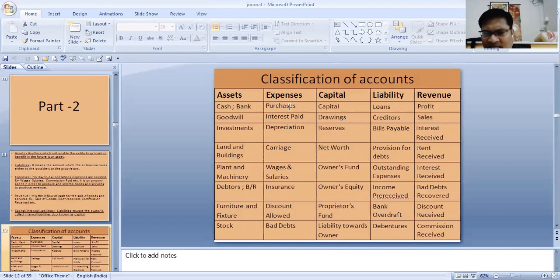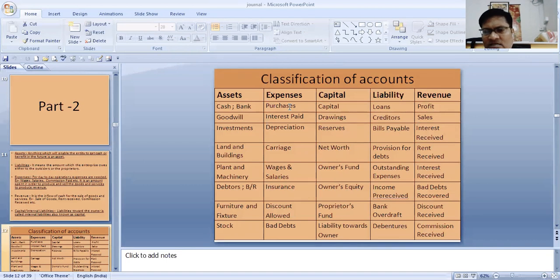A liability is created. Similarly, outstanding expenses, the expenses which are still not paid. Income pre-received, that is income which we have received extra, that means not belonging to this year, we might have to return it back. Bank overdraft, that means extra money taken out from our current account, we have to return it back. Debentures, a company issues debentures, it is a type of loan from the public, deposits, etc.